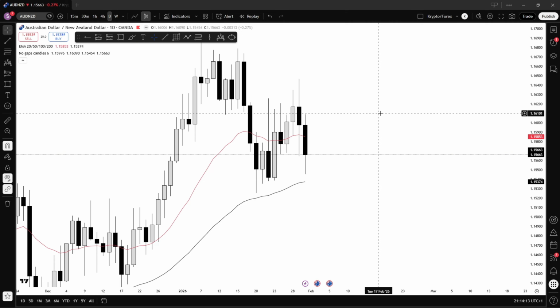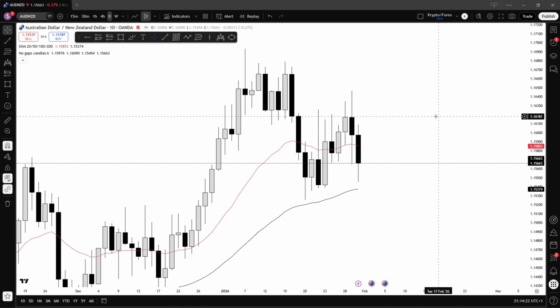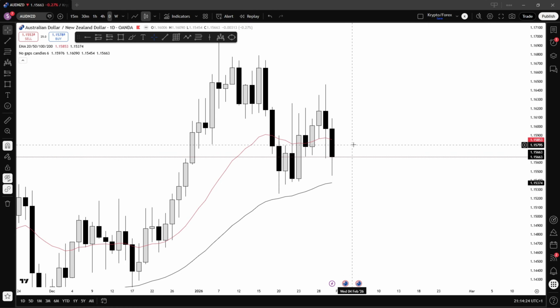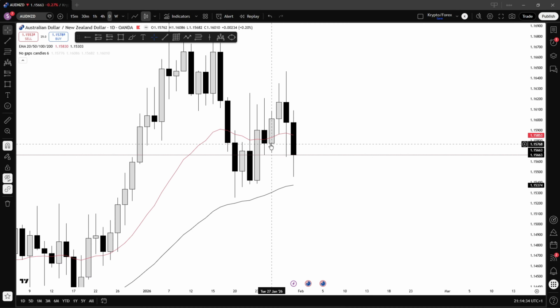So we are starting off on the daily time frame and then go on the 4-hour to identify the trend. As you can see right here, we are currently bearish. We shifted bearish on Friday last week. We closed under this structure point right here.